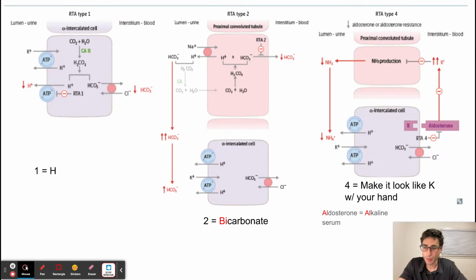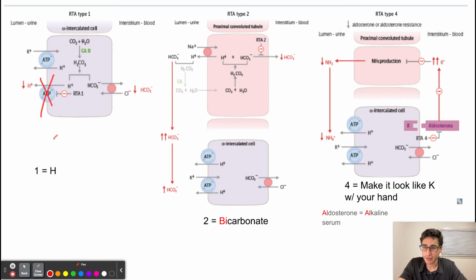Hello everyone, today we'll be going over a mnemonic to help us remember the types of renal tubular acidosis. Now, remember that renal tubular acidosis is going to be a problem in the kidneys that is going to cause the body to acidify. In type 1, the problem is going to be with excreting out hydrogen. Because we're not able to excrete out hydrogen, the body is going to acidify.